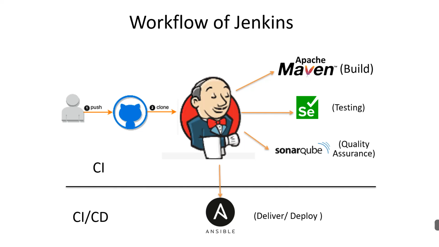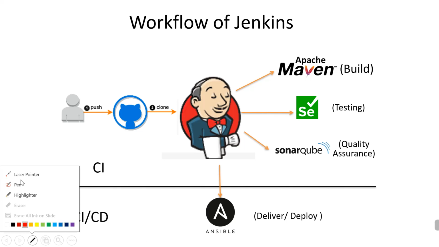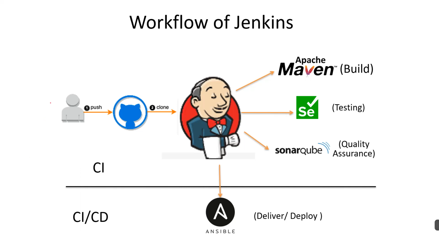So when the developer, here is the developer, right? When the developer pushes the code into the GitHub repository, which is our remote repository, and when the code is in the GitHub repository, Jenkins pulls all the code into our local machine, where Jenkins is installed, and starts the build. Jenkins uses Maven build.